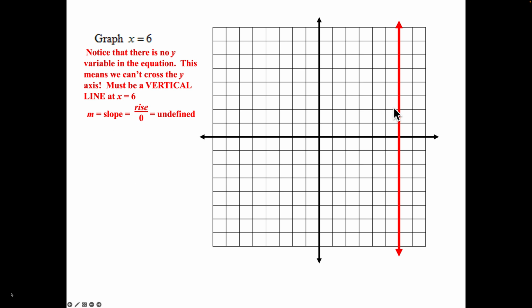So keep that in mind. All right? The slope of a vertical line is undefined because you have all kinds of rise, but you have no run. So 0 is in the denominator. It's an undefined slope. Remember that.